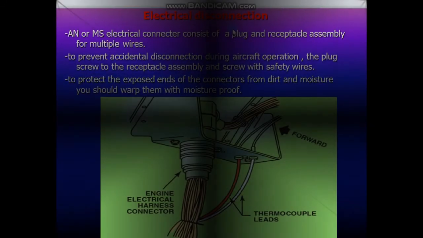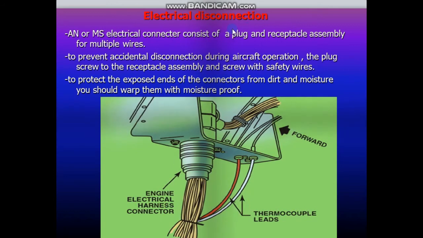After we finish the disconnection of fluid lines, now we will make the electrical disconnection. An AN or MS electrical connector consists of a plug and receptacle assembly for multiple wires. To prevent accidental disconnection during aircraft operation, the plug screws to the receptacle assembly and is secured with a safety wire. To protect the exposed ends of the connectors from dirt and moisture, you should wrap them with moisture-proof material.